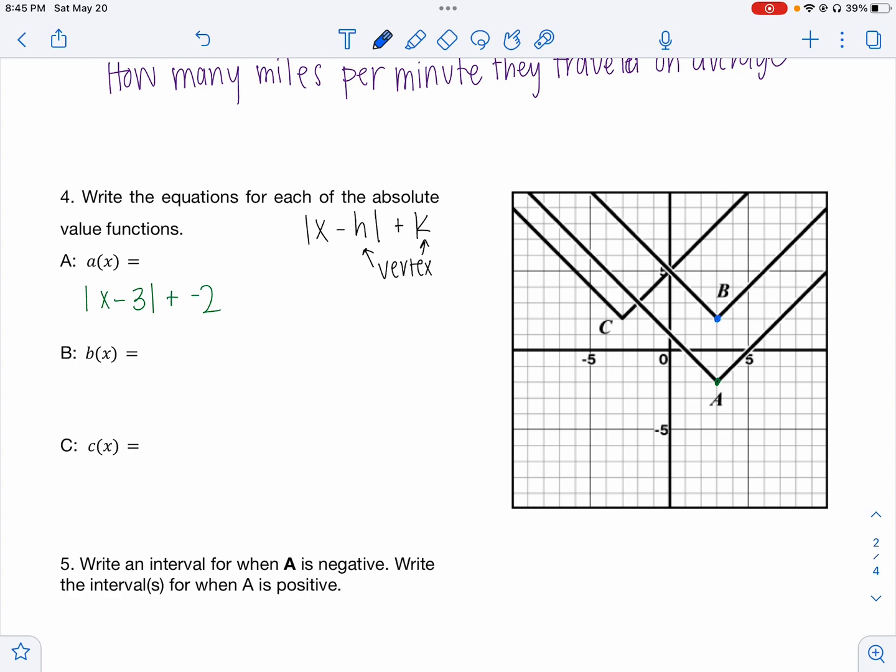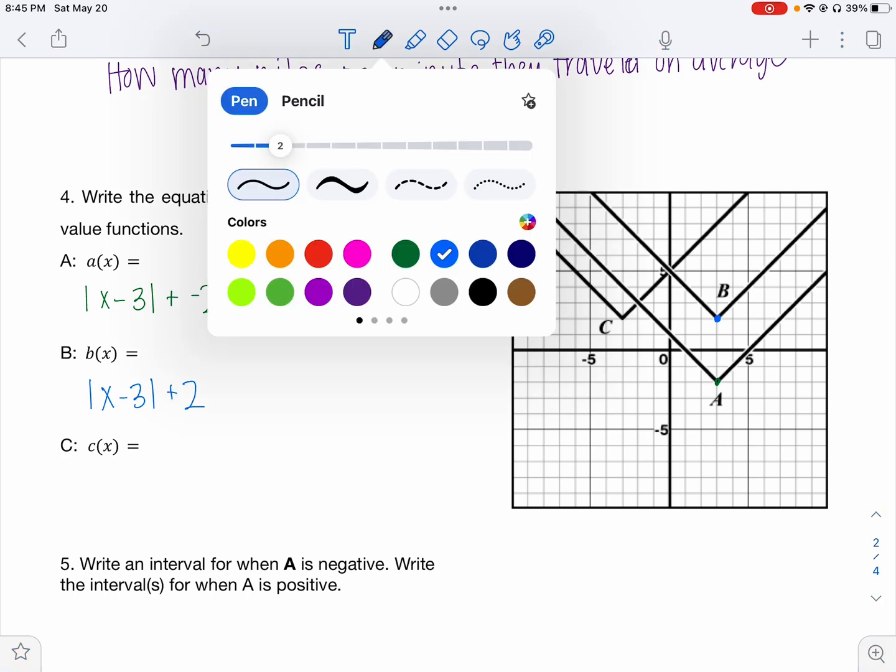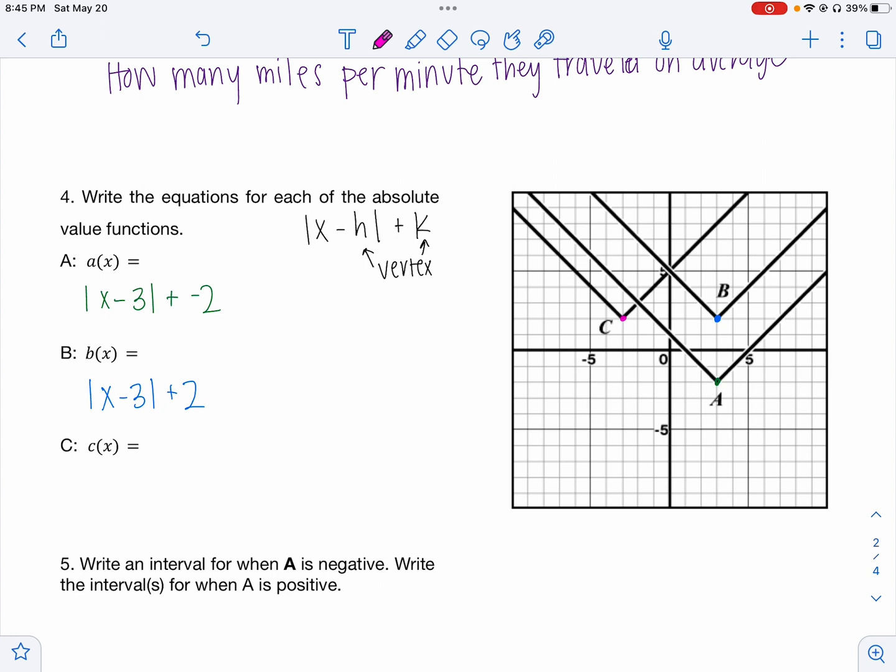B is at (3, +2), so this is going to be x minus 3 plus +2. And C is at (-3, +2), so this is going to be x plus 3, notice the change there, plus 2.